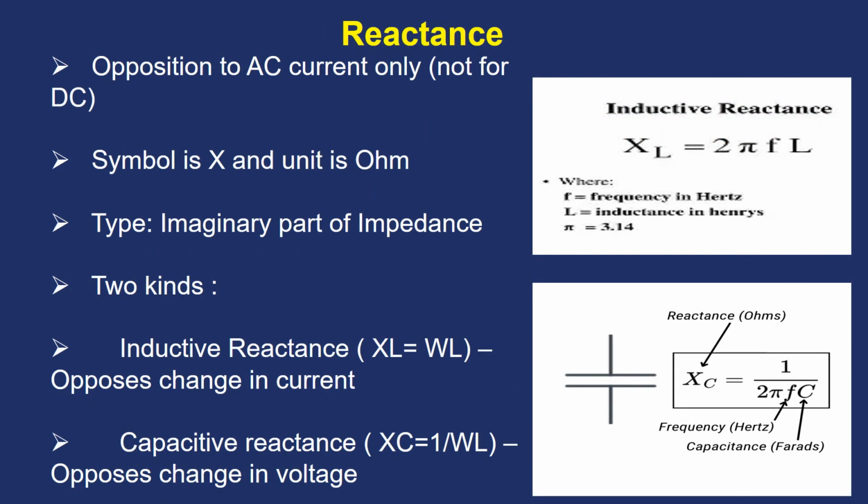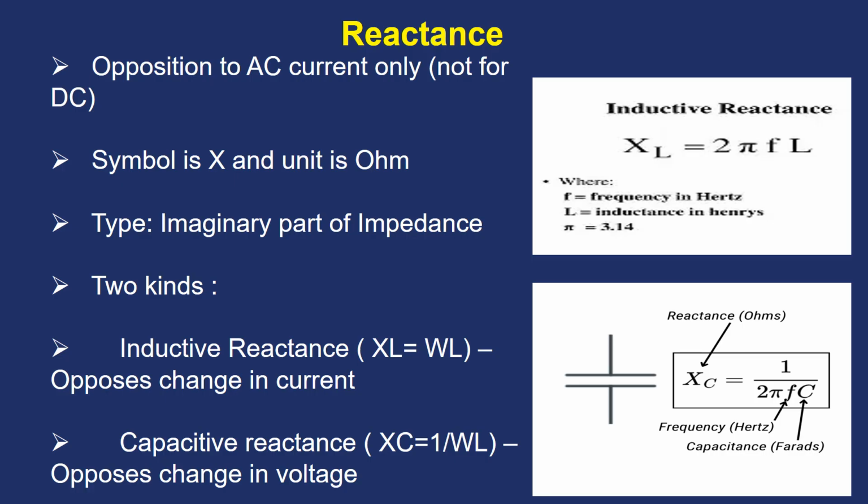Okay, now next there are some basic concepts that are only applicable to AC circuits. Reactance is basically the opposition to the AC current only. It is not related to the DC. Its symbol is X and the unit is ohm. It is the imaginary part of the impedance. Okay, what was the resistance? That was the real part, and this is the imaginary part.